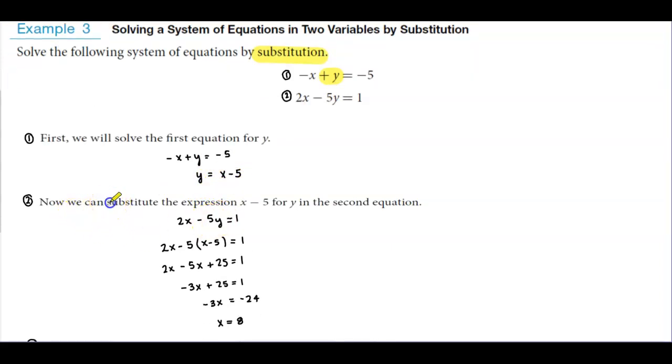And so now what we're going to do is substitute the expression x minus 5 in for y into the second equation. So here's our second equation, and we're substituting x minus 5 into that equation.